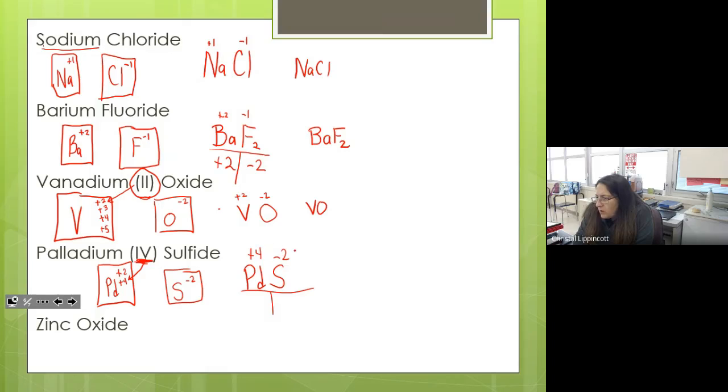So that's a +4. This is a -2. I have to get this side to be a -4 so that this balances out. What am I going to put here to get that to minus? What do I multiply -2 by to get that to -4? Hold up your fingers. There we go. Good. Okay, so that's a 2. So our formula for this is Pd, PdS2. And that's my formula. Not bad, huh? All right, see if y'all can do the zinc.